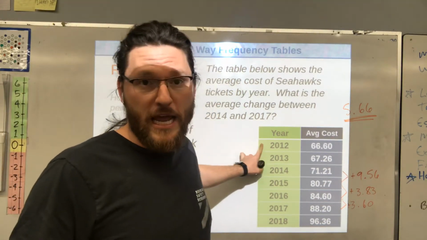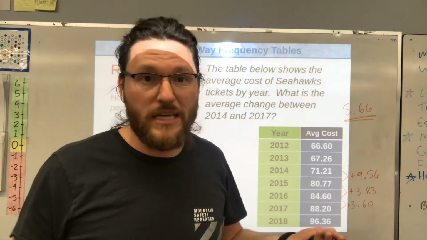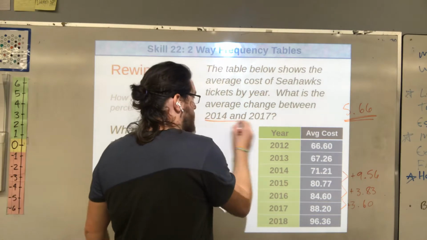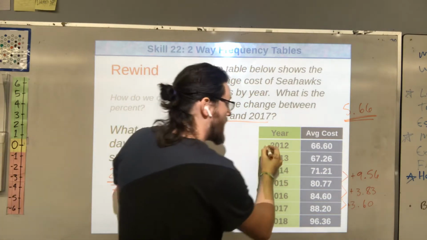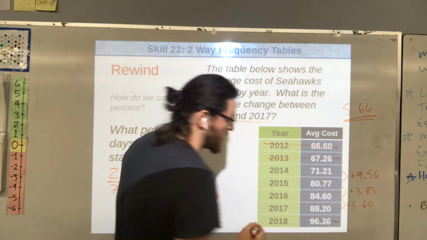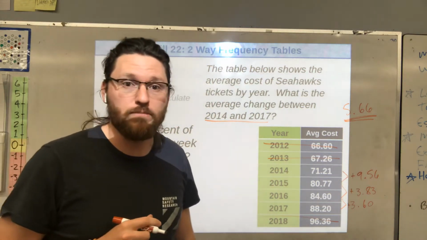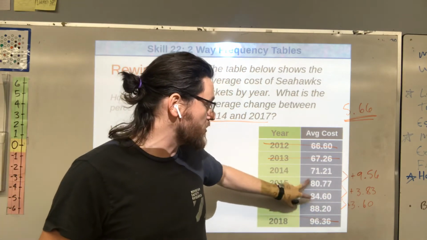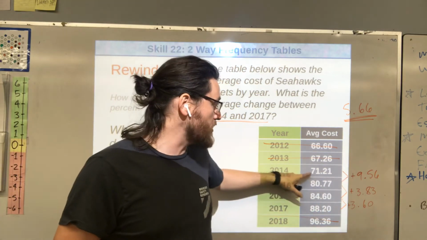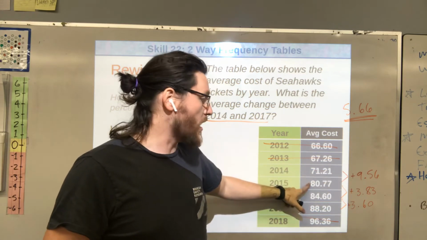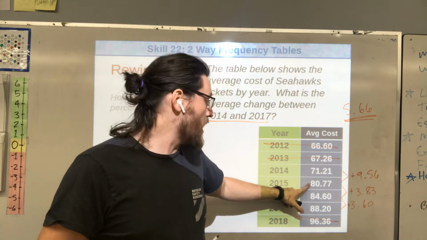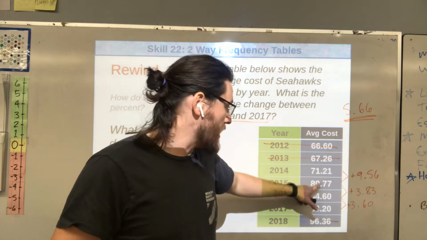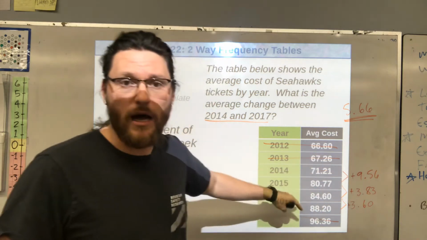Looking at average change. Basically just a way to see how things change over time. If we look at this problem, it asks for the years between 2014 and 2017. That means there's a bunch of stuff in this table that we don't really care about for this problem. Okay, if we want to find the average change, we find the change between each one of these years that we do care about. Right, the ticket prices went up $9.56 from 2014 to 2015. That was the year that we drafted Russell Wilson and we started getting good. And then it goes up 380 and 360 each one of those years.